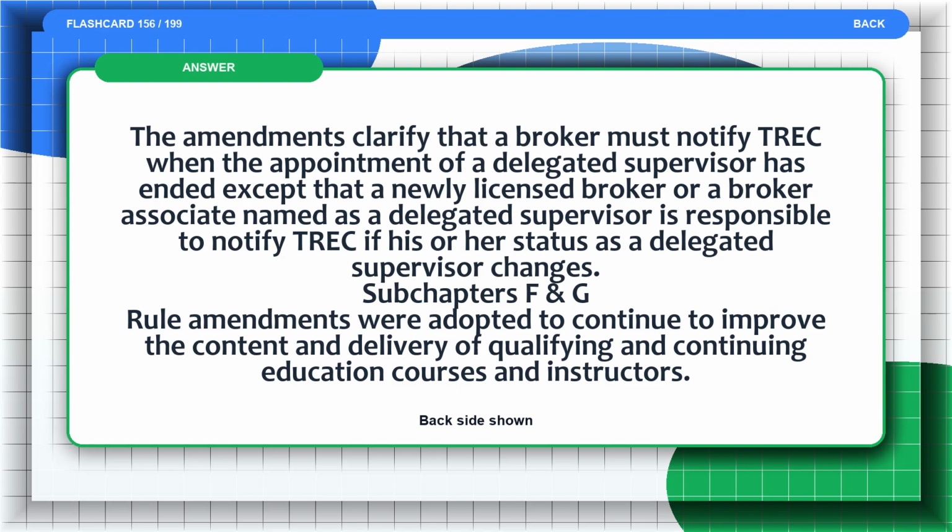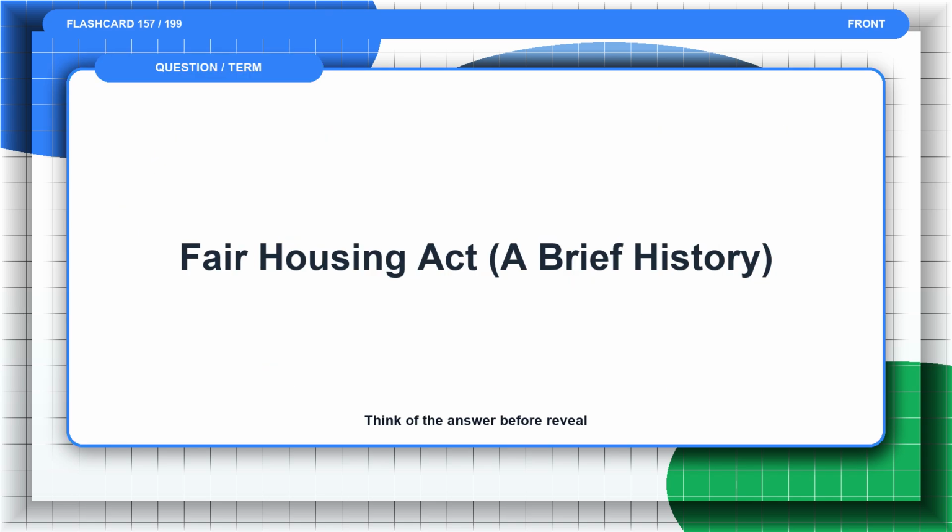The answer is, the amendments clarify that a broker must notify TREC when the appointment of a delegated supervisor has ended, except that a newly licensed broker or a broker associate named as a delegated supervisor is responsible to notify TREC if his or her status as a delegated supervisor changes. Subchapters F and G rule amendments were adopted to continue to improve the content and delivery of qualifying and continuing education courses and instructors.